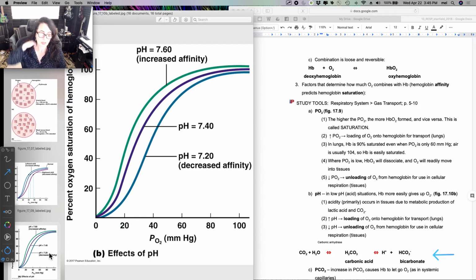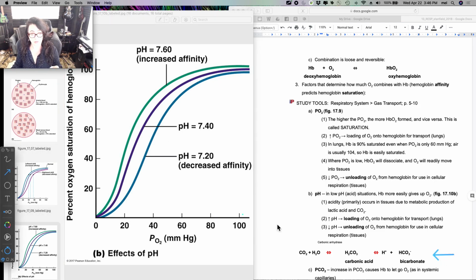So basically it says as your pH drops here, the affinity of oxygen for hemoglobin also drops, and you're more likely to get off the bus. You decrease the affinity. As you increase pH, your affinity of oxygen for hemoglobin increases, and you're more likely to get on the bus. So in low pH or acid situations, hemoglobin more easily gives up oxygen, so getting off the bus at low pH situations.